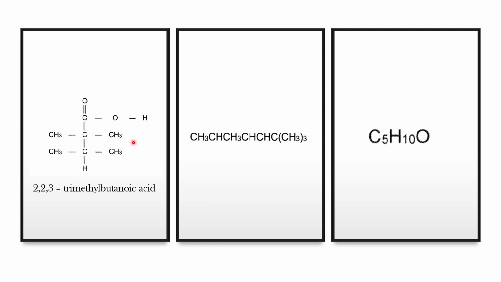However, there's still branches, 1 here, and 1 on the side. The branches, there's 3, so it's trimethyl. Now you just have to find the position. There's 2 here, so that's why it's 2, 2, and there's 1 here, 2, 2, 3.